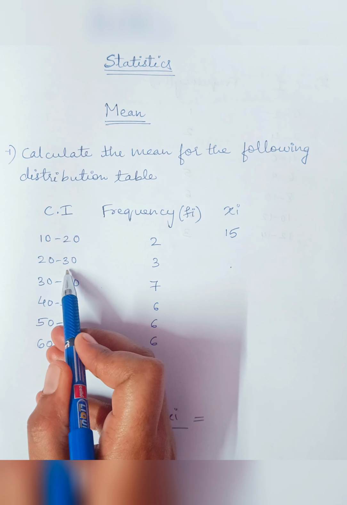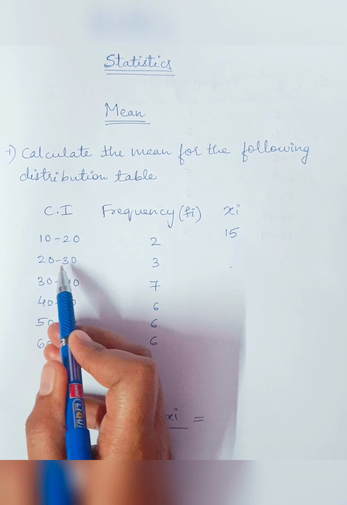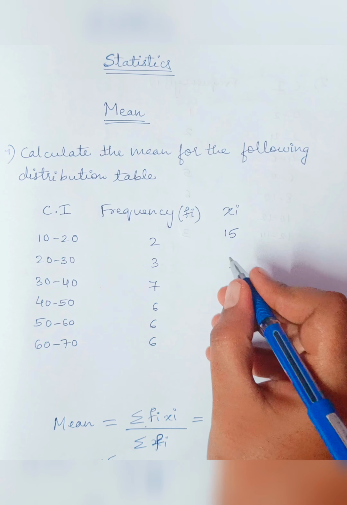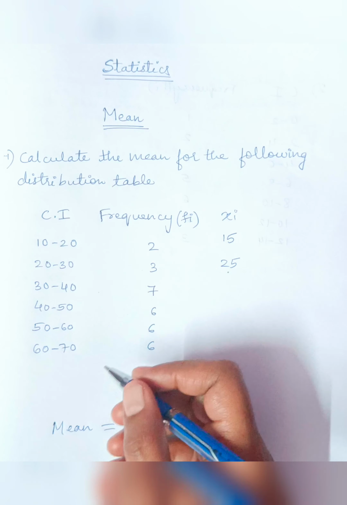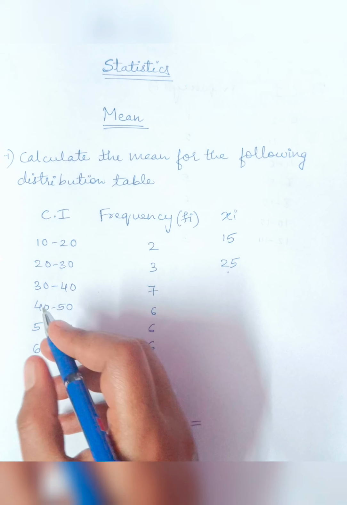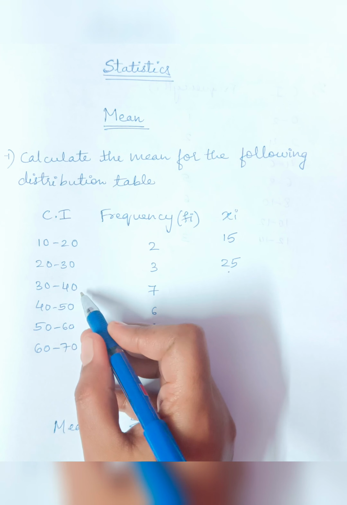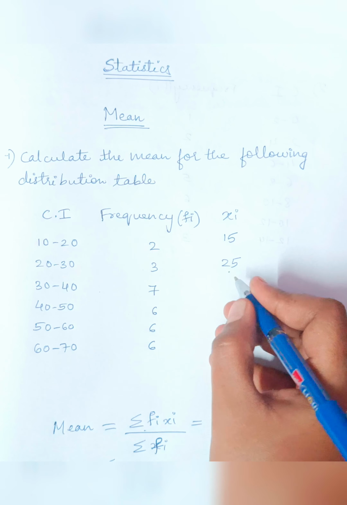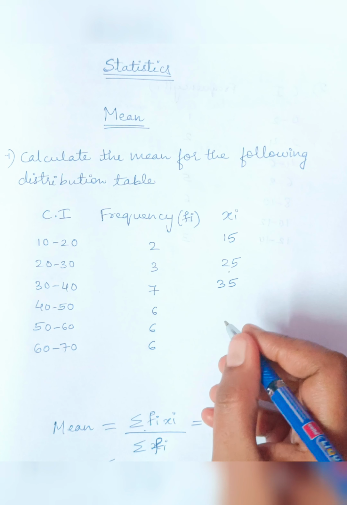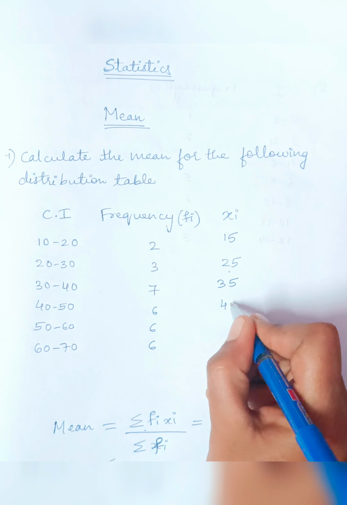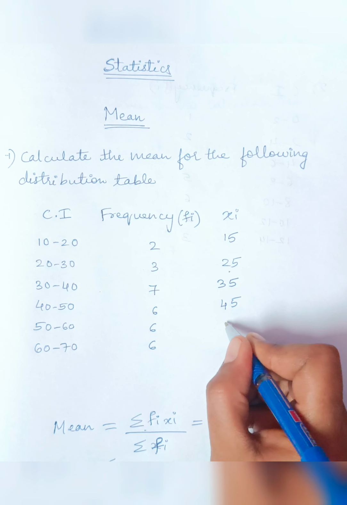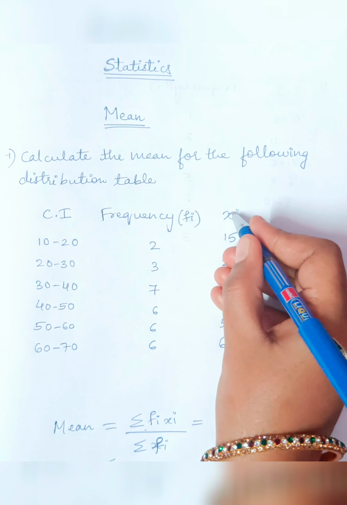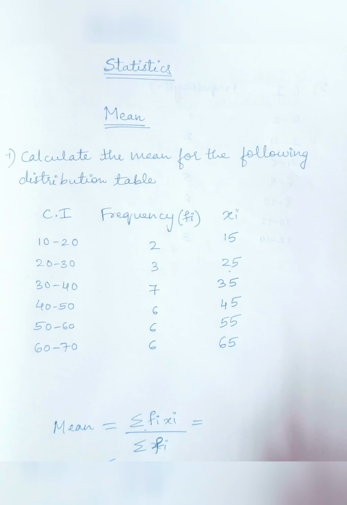Similarly, 20 plus 30 divided by 2. 20 plus 30 is 50. 50 divided by 2 is how much? It is 25. Okay. So, the next is 30 plus 40 divided by 2. So, we will get it as 35. Similarly, the other things I am going to write here. That is 45, 55, 65. This is the reading of xi.